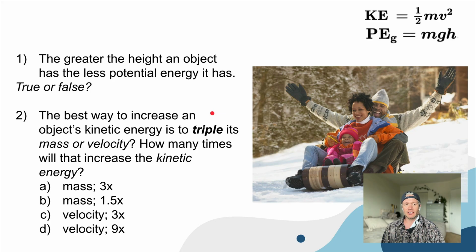And then if we look at our next question here, it's asking about kinetic energy. So we can go over to our kinetic energy equation, half the mass times velocity squared. So if we're tripling our velocity, we are going to essentially square that rather than just multiplying it. So it's not directly proportional, right? We're going to scale it by a squared factor. So if we triple our velocity, we'll increase our kinetic energy by 9 times. So we have our 9 times velocity there as the best way to increase an object's kinetic energy.